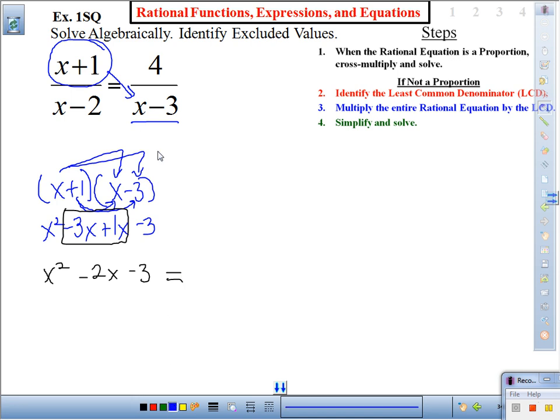Equal. Now we cross multiply the other one. 4 times these two terms, x and negative 2. So what is 4 times x? 4x. 4 times negative 2, negative 8. Are we doing it right there? Good? Okay, so now that we cross multiplied, it says solve.